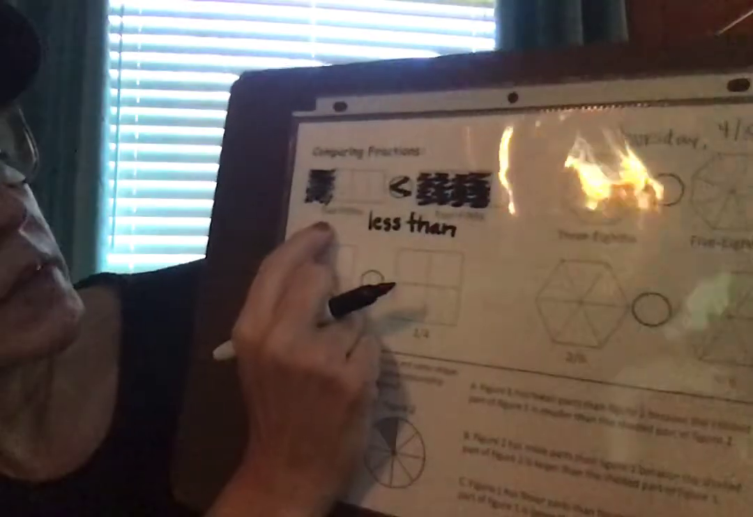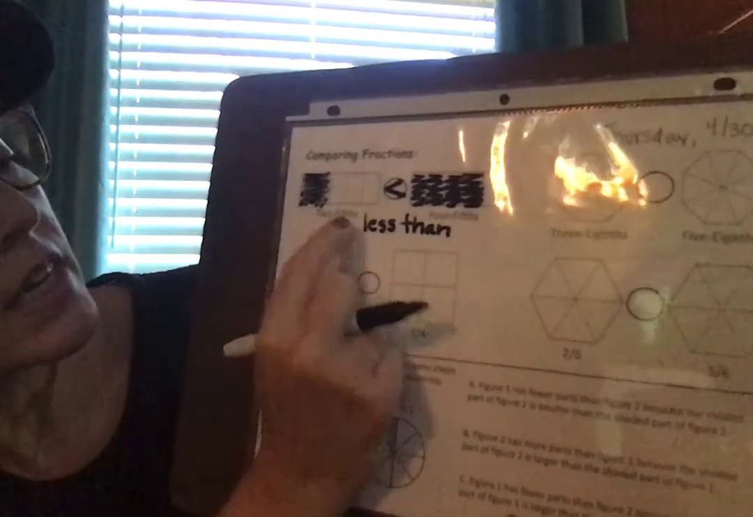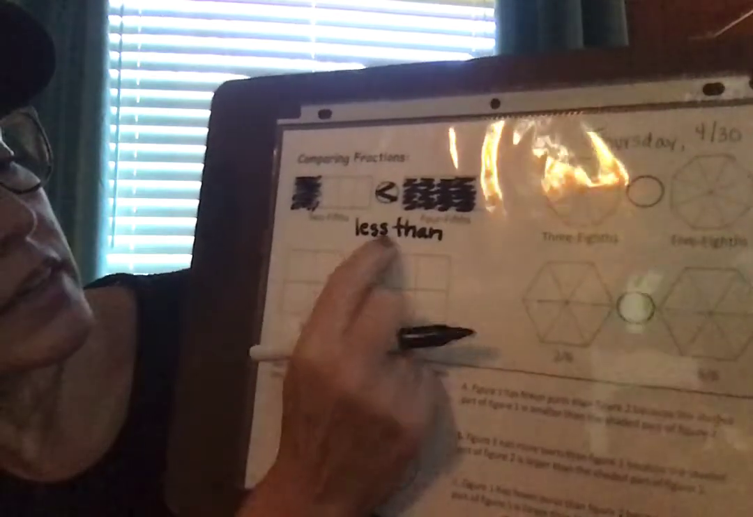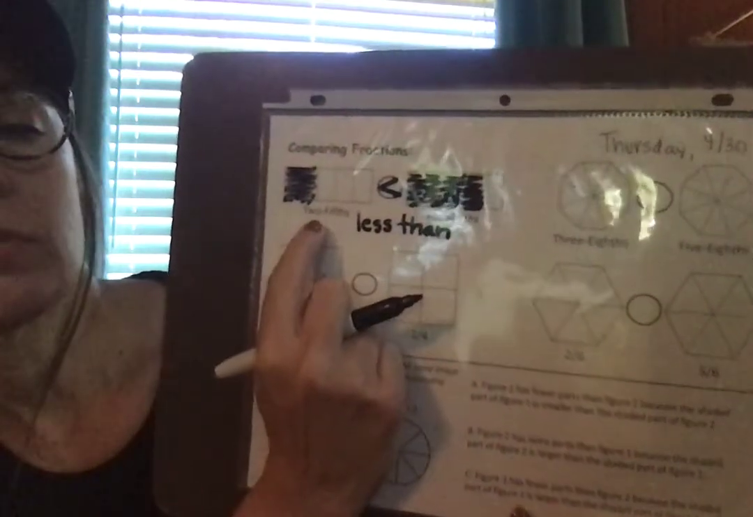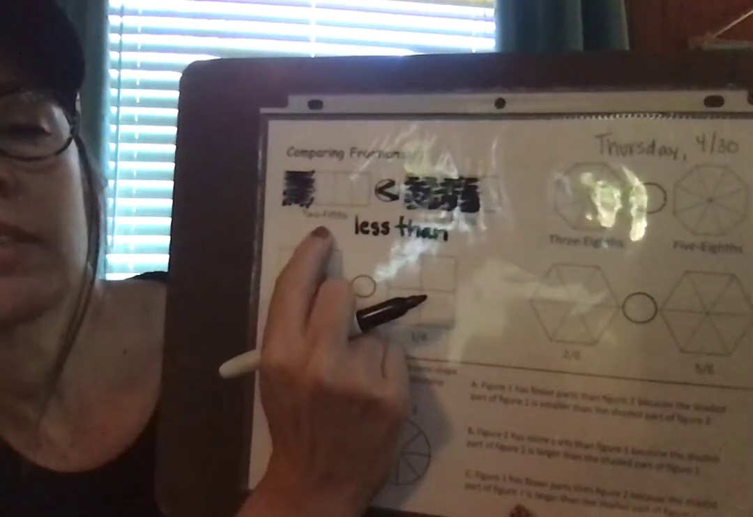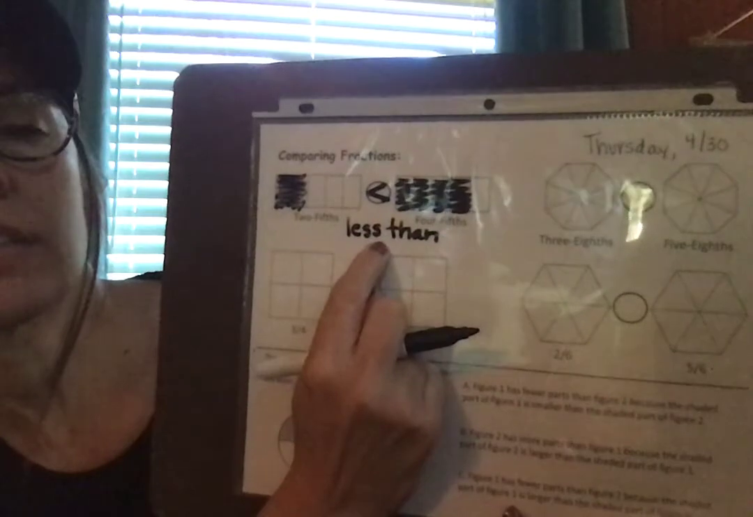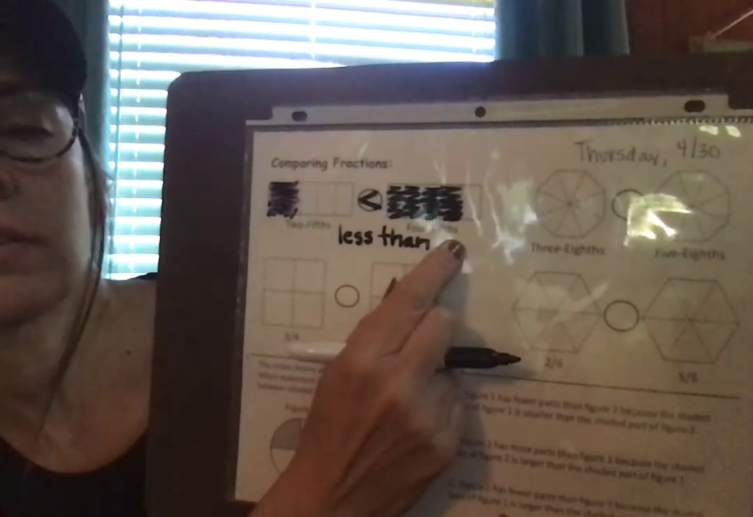So read that with me. 2/5 is less than 4/5. One more time. Say it with me. 2/5 is less than 4/5.